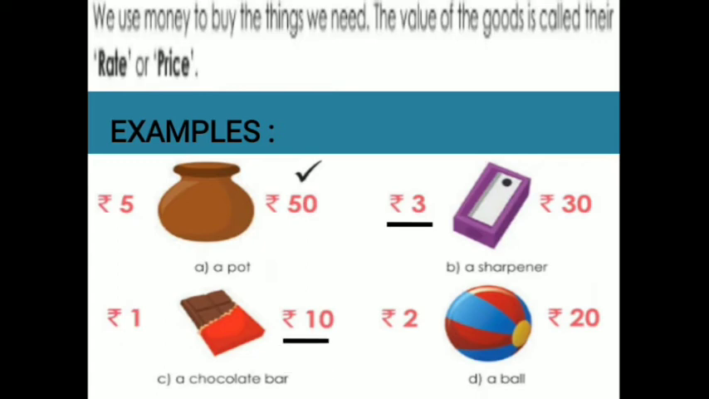Then the last one is a ball. Can we get a ball at a 2 rupees price? No, the price of a ball is 20 rupees. So children, each and every object has its own price or rate. So whenever you go to the shopkeeper, always first ask the price, and then you can buy according to the money which you have.